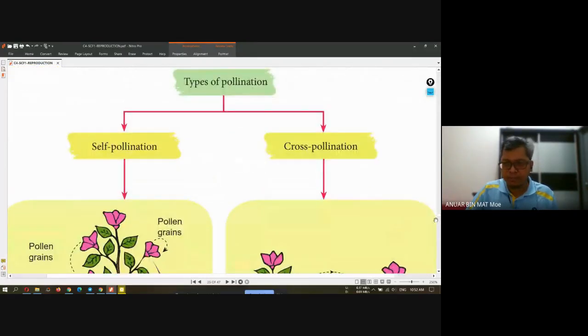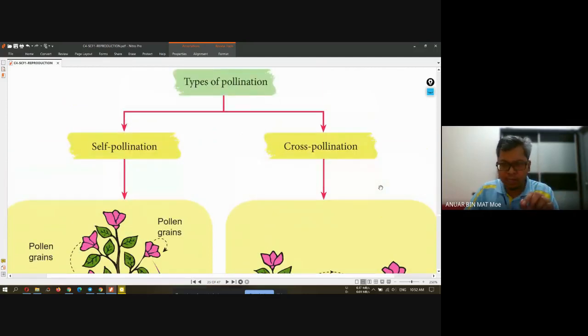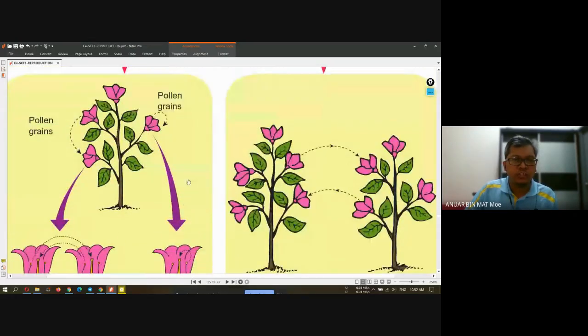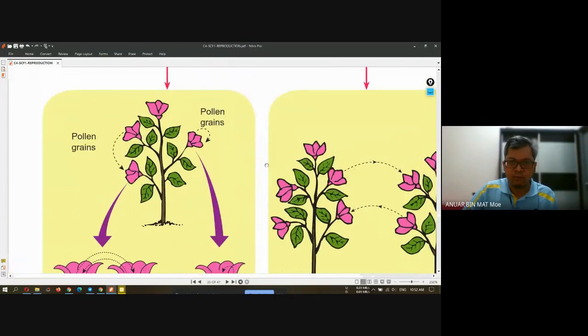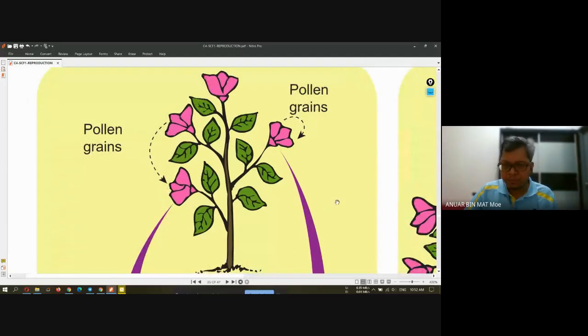Types of pollination, very easy. Number one is self-pollination, and number two is cross-pollination. Make sure you understand the meaning of pollination. What is meant by self-pollination? I will focus on self-pollination first. This is the transfer of pollen grain within the same plant. Same plant, very easy.